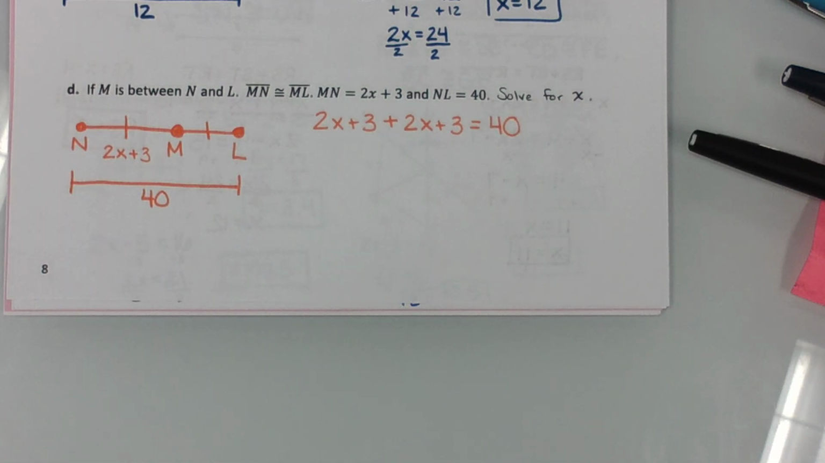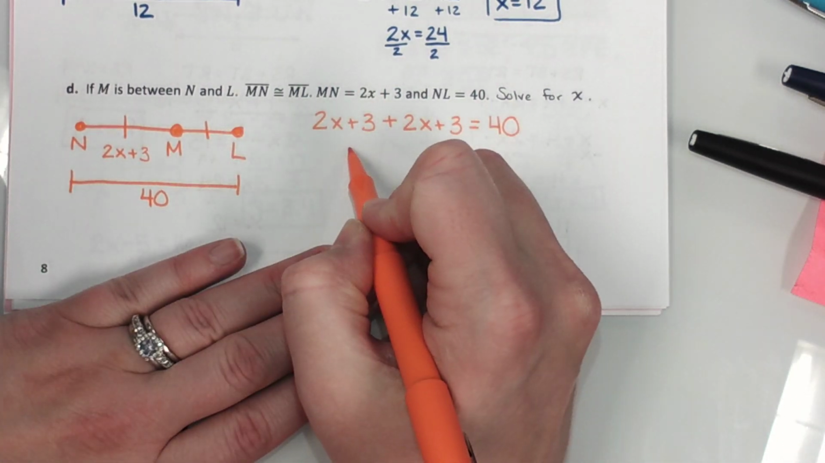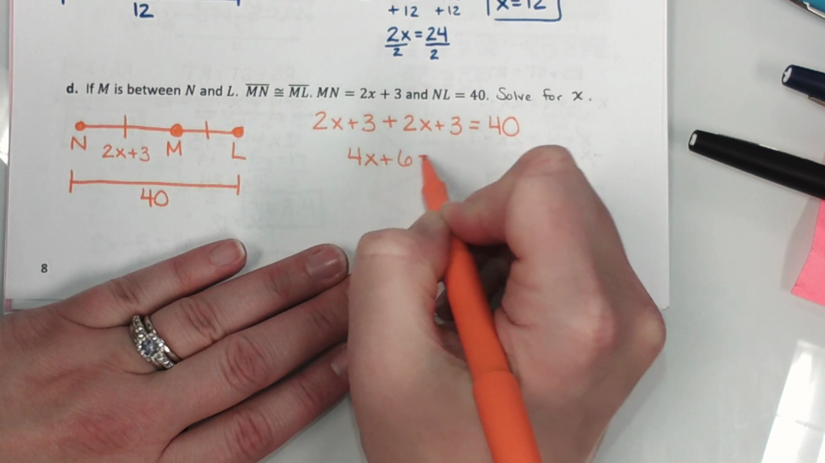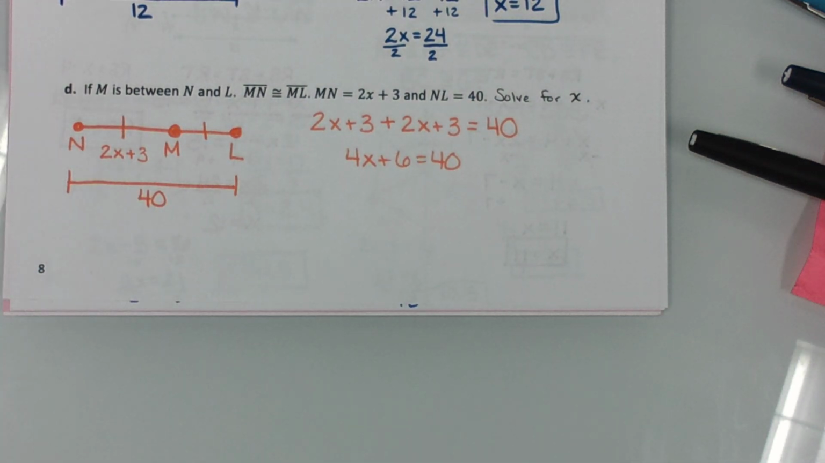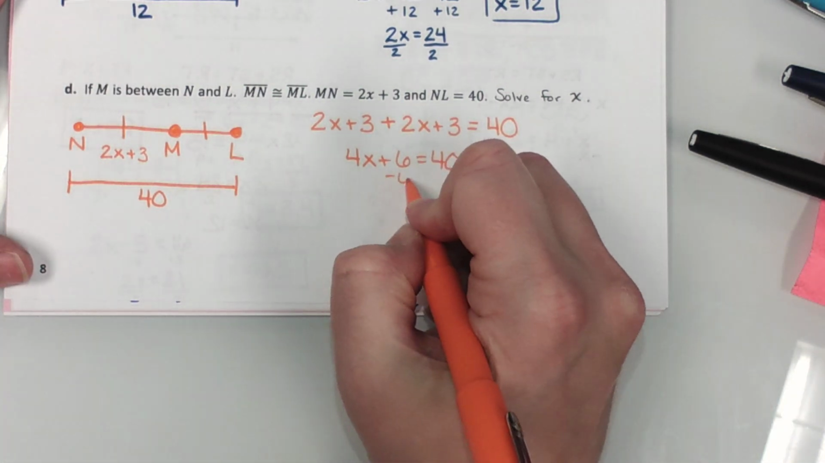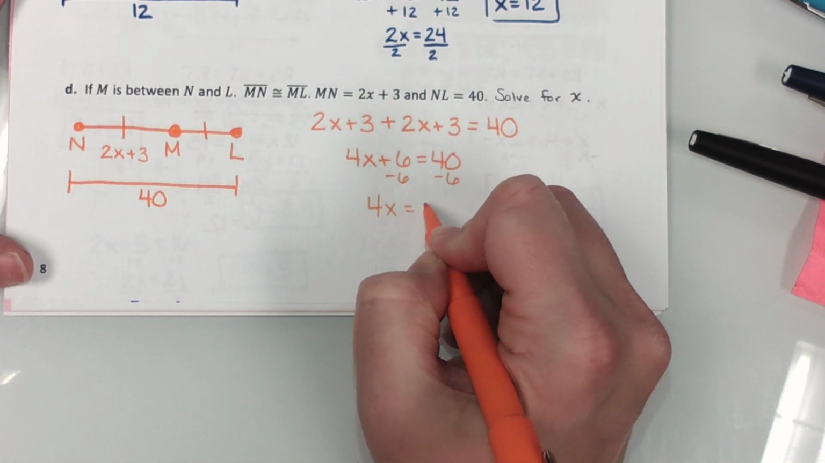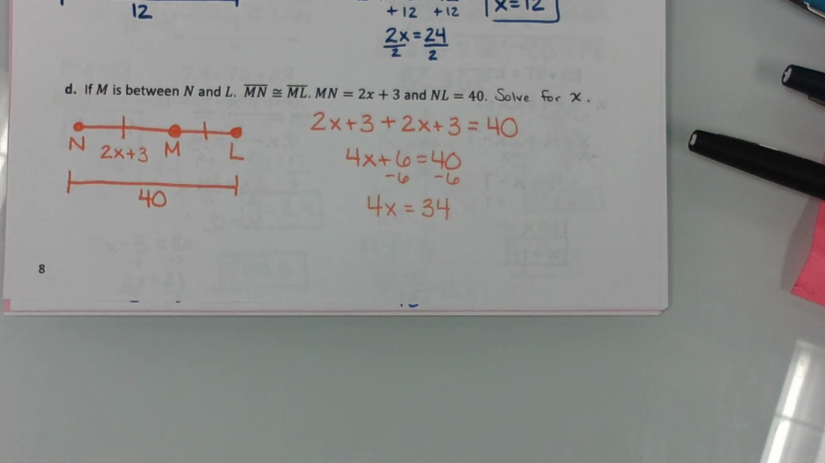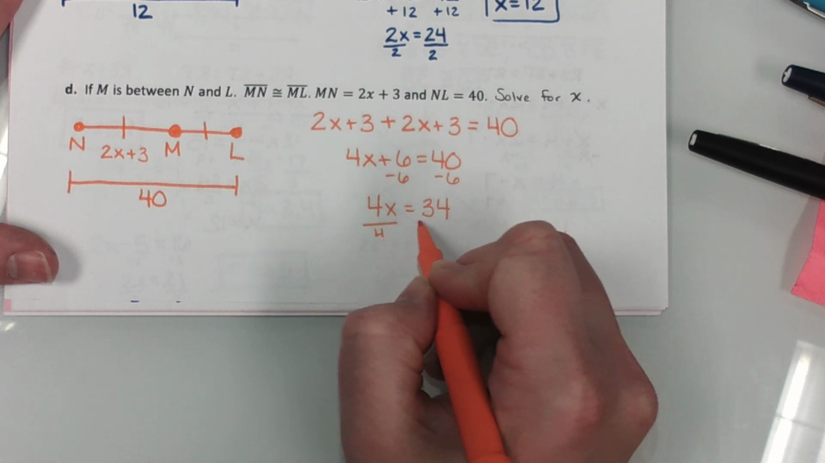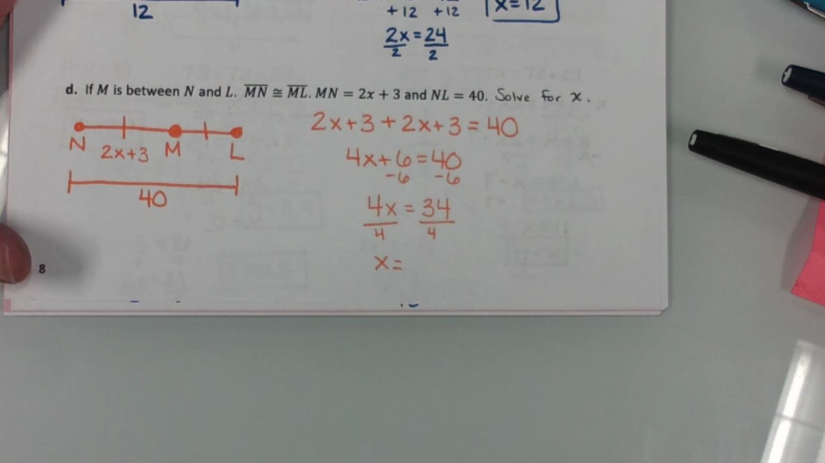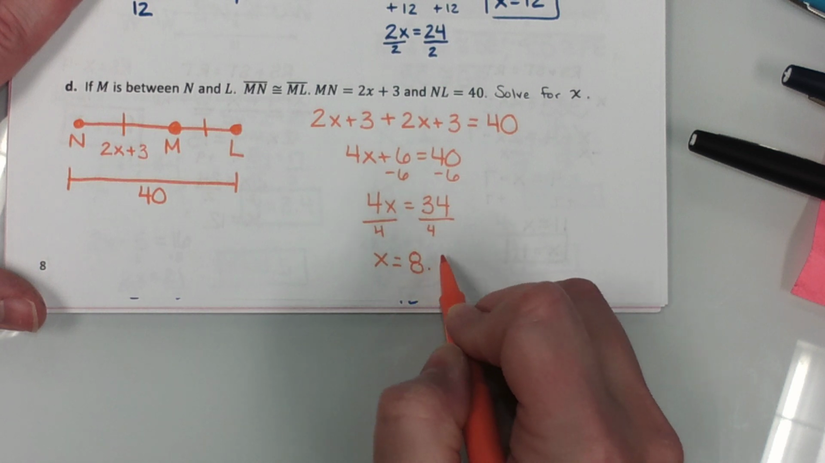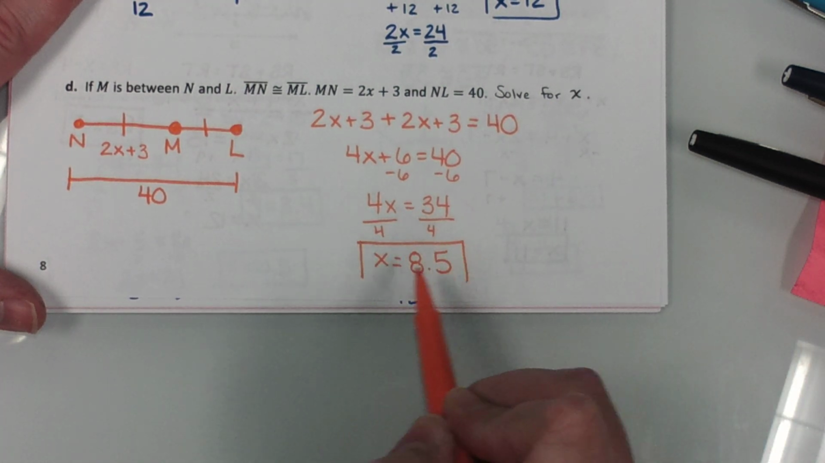If I want to solve for x, what am I going to do first? Combine my terms. What's it going to look like? 4x plus 6 equals 40. Beautiful. If I want to solve this equation, what do I do next? Subtract the 6 from both sides. 4x is equal to 34. What do I do last? Divide by 4. What is 34 divided by 4? 8.5. Does the decimal mean we're wrong? No.